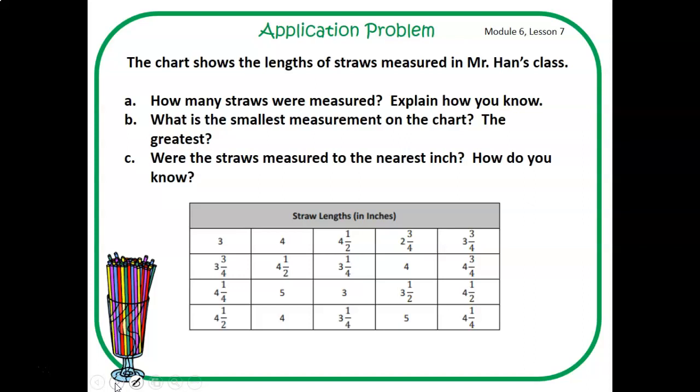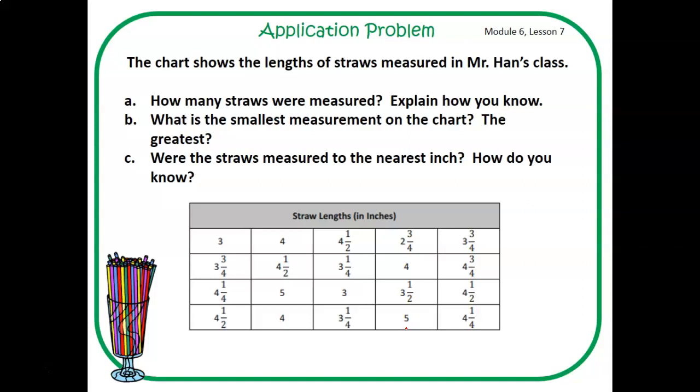Let's find the greatest. I see 4.5. I see 4 3/4. Oh, but then I see what? What do you see that's the greatest? If you look right down here, you see 5. 5 is the greatest. Were the straws measured to the nearest inch?